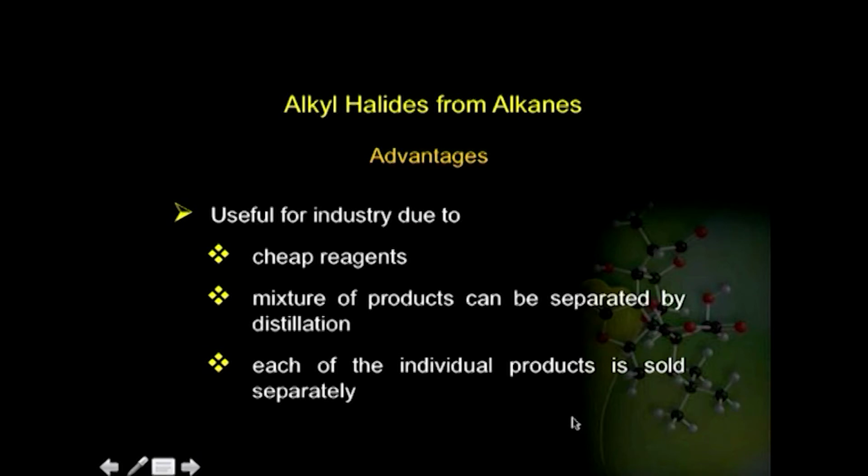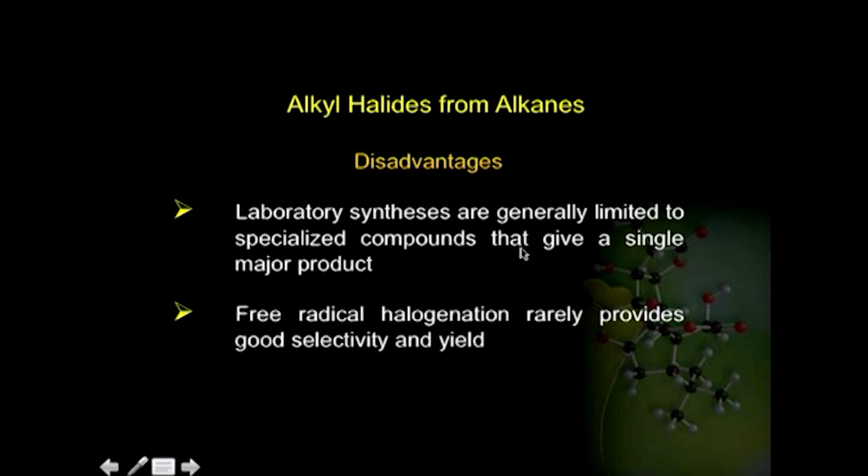But we have a few disadvantages for this reaction. That is, laboratory synthesis are generally limited to specialized compounds that give a single major product. So, free radical halogenation rarely provides good selectivity and yield, and for any reaction, yield becomes one of the very important parameters for taking it for a larger scale.